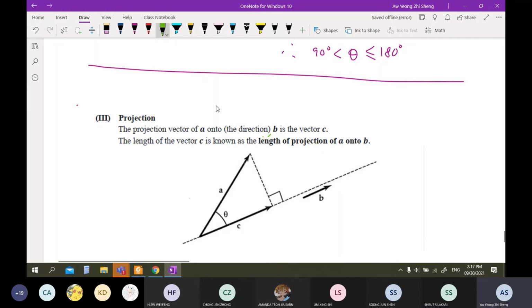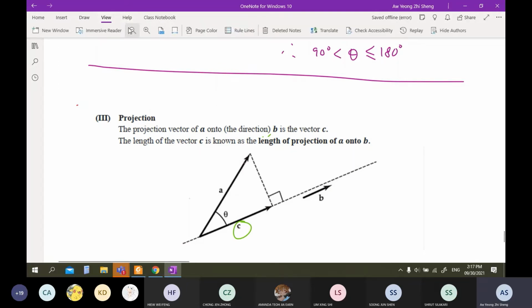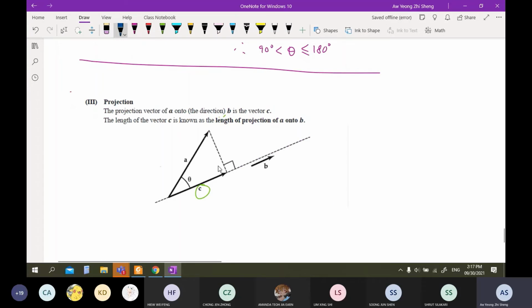Okay, so it's the vector C. So you can imagine C is the so-called shadow. Shadow is a very informal word, but it's very useful for understanding. And so the layman way of understanding projection is shadow. C is the so-called shadow of A, the shadow of A in the direction of B.